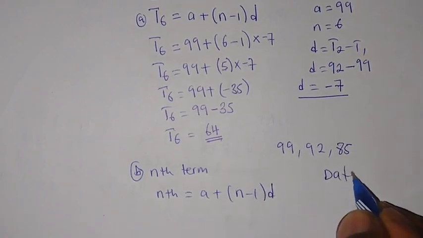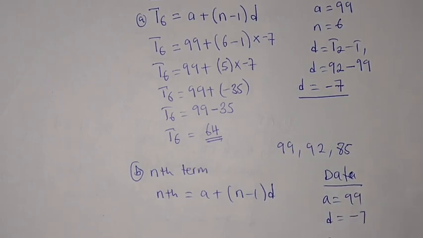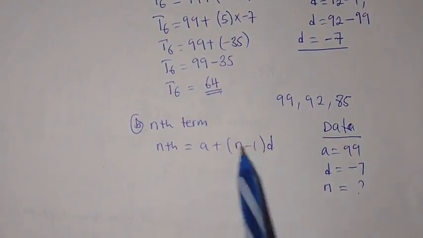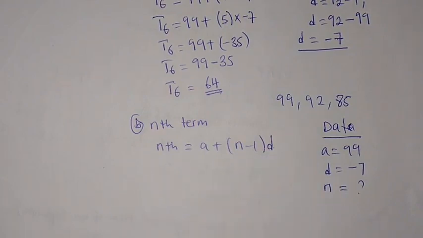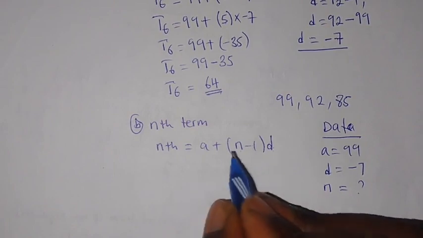My data here is the same, but what will be different is n. A is equal to 99, which is our first term. The common difference is negative 7. In this case, n is equal to nothing, because they have not told us to find the sixth term, the seventh term, or any specific term. They have just said, find the nth term. So to find the nth term, what you get is an expression, where this n will be there in your answer. So we are just going to substitute on A and D, not on N.